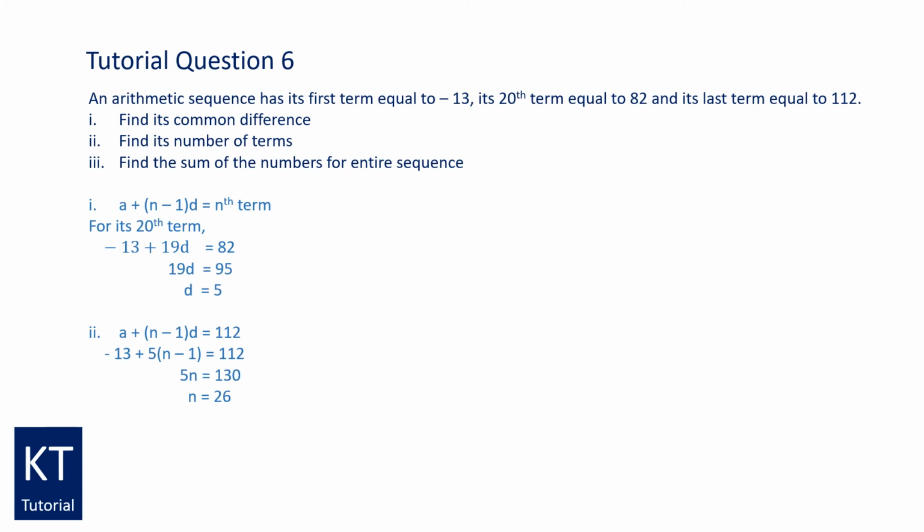In this case, you would again apply the formula of A plus the product of n minus 1 with D being equal to the last number, which is 112, to identify its nth term. Next, find the sum of the numbers for the entire sequence. This would be placing n as 26 into the Sn formula.